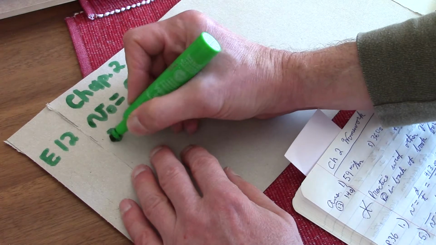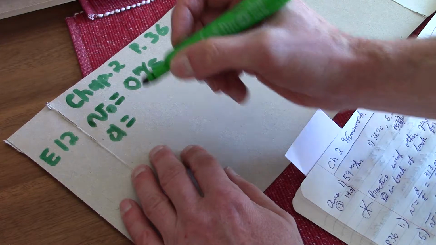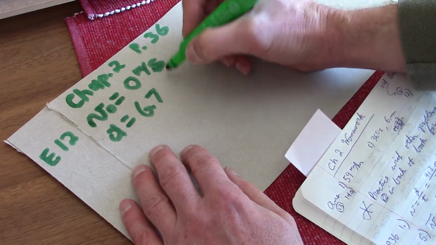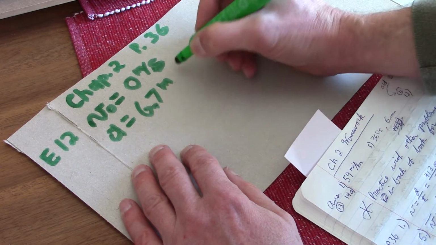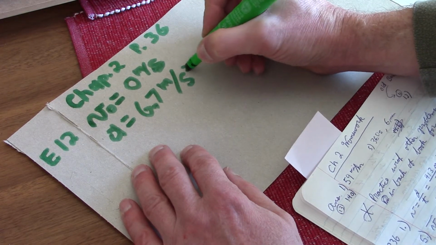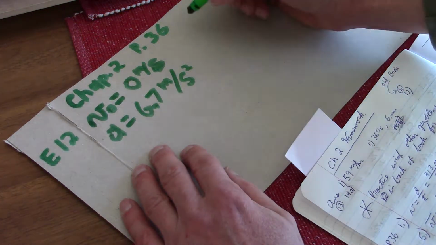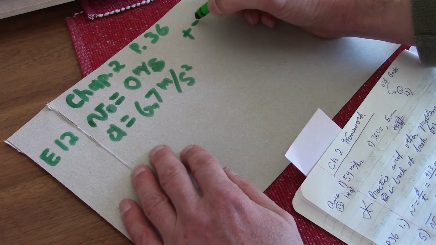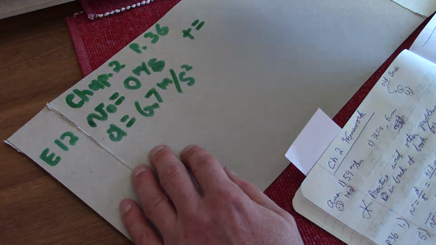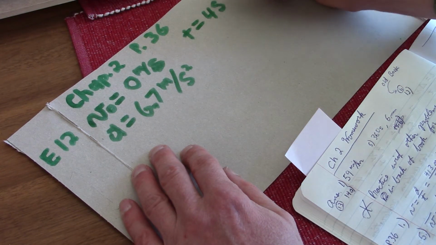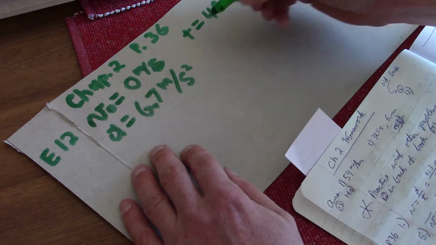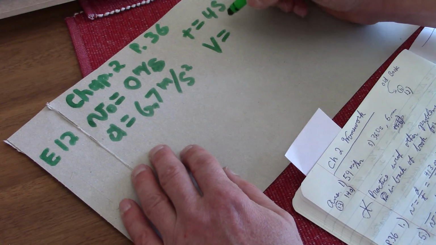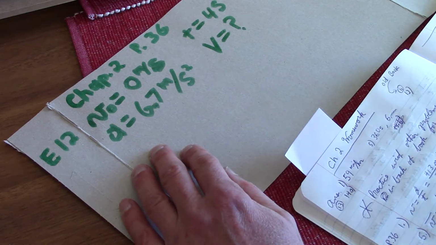They tell you what the acceleration is. Acceleration is equal to 6.7 meters per second squared. Your time that it accelerated from rest is 4 seconds. Notice, always put units after numbers. And it's asking you what is the velocity at the end of that 4 seconds. So that's what you're looking for.